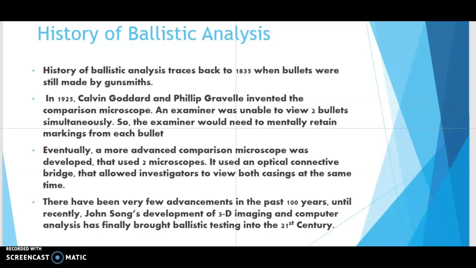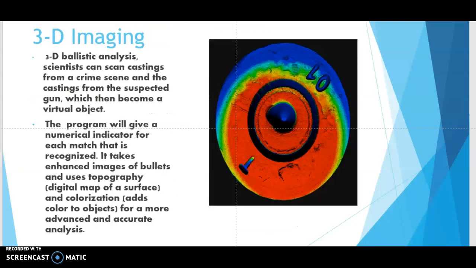There have been very few advancements in the past 100 years until recently. John Song's development of 3D imaging computer analysis has finally brought ballistic testing into the 21st century. With 3D ballistic analysis, scientists can scan casings from a crime scene and the casings from the suspected gun, which then become a virtual object. The program will give a numerical indicator for each match that is recognized. It takes enhanced images of bullets using topography and colorization for more advanced analysis.